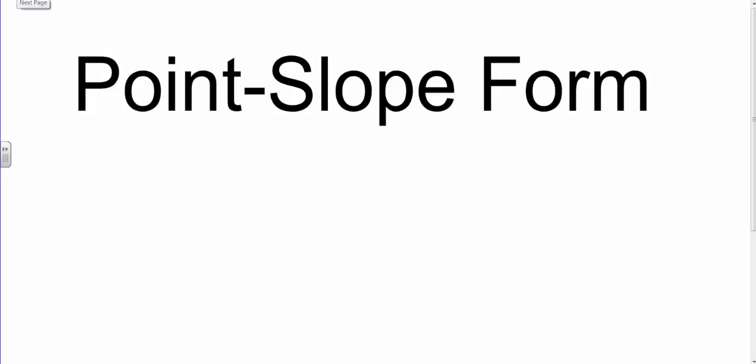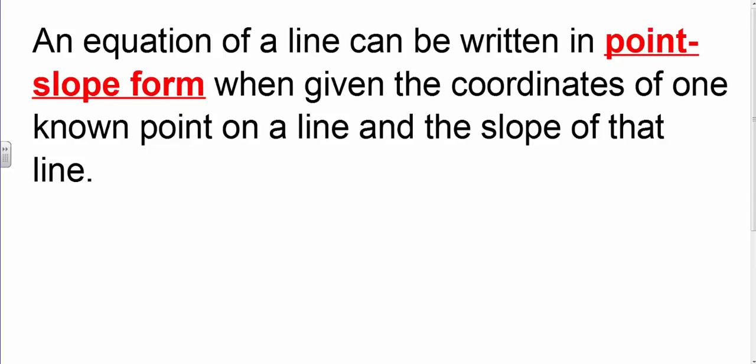We're going to be studying point-slope form. An equation of a line can be written in point-slope form when given the coordinates of one known point on a line and the slope of that line. But let's review here for a second.